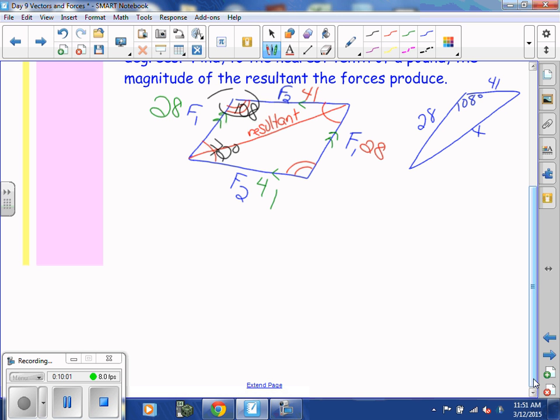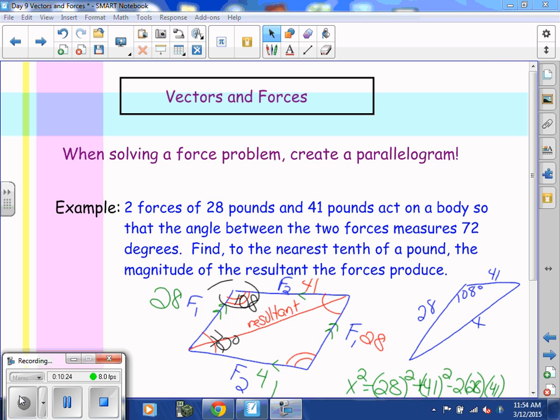Most of the time, once you get a parallelogram and a force, it's either law of sines, law of cosines, or could be both. All right, so we've got x squared equals 28 squared plus 41 squared minus 2 times 28 times 41 times cosine 108. Danny, there's the answer.